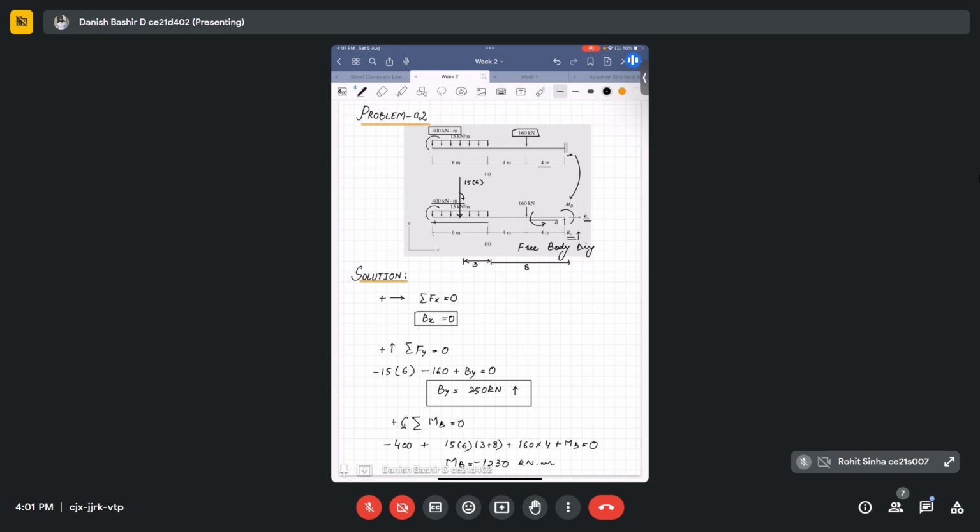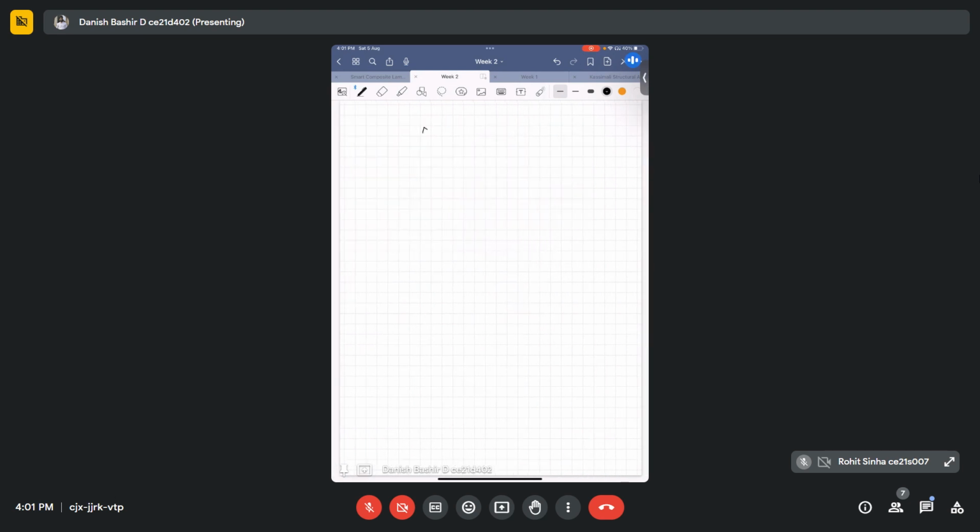I already told you if the sign comes out to be negative, then you just have to reverse your assumed direction. So it was MB minus 1230 kilonewton meter anti-clockwise. We can write it as MB is equal to positive 1230 kilonewton meter but clockwise.